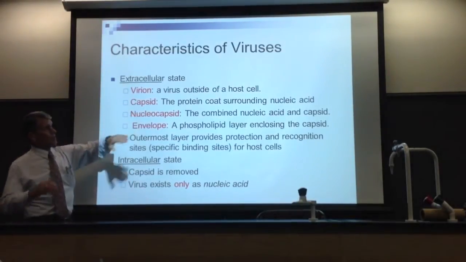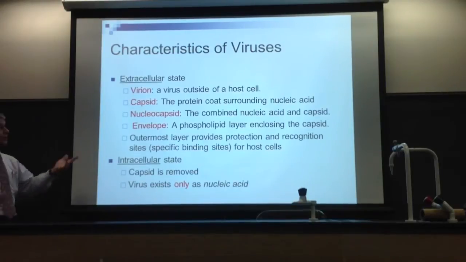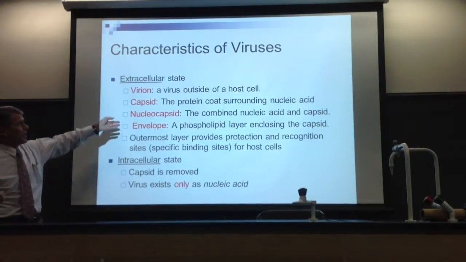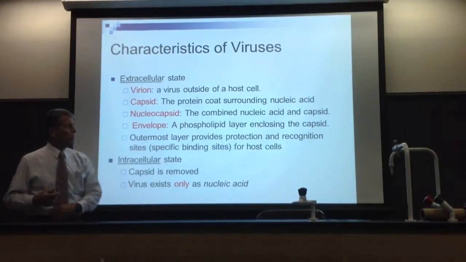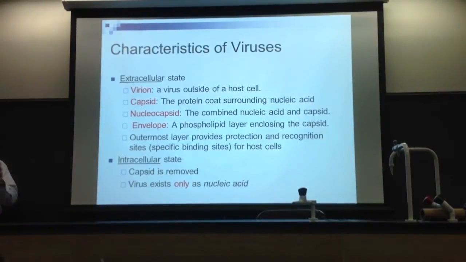The capsid is the protein that surrounds the virus, surrounding basically the nucleic acid. That's all it is. It's nucleic acid with a protein coat. So the capsid is this protein coat. The nucleocapsid in the architecture of viruses is the combined nucleic acid, DNA or RNA, and this protein.